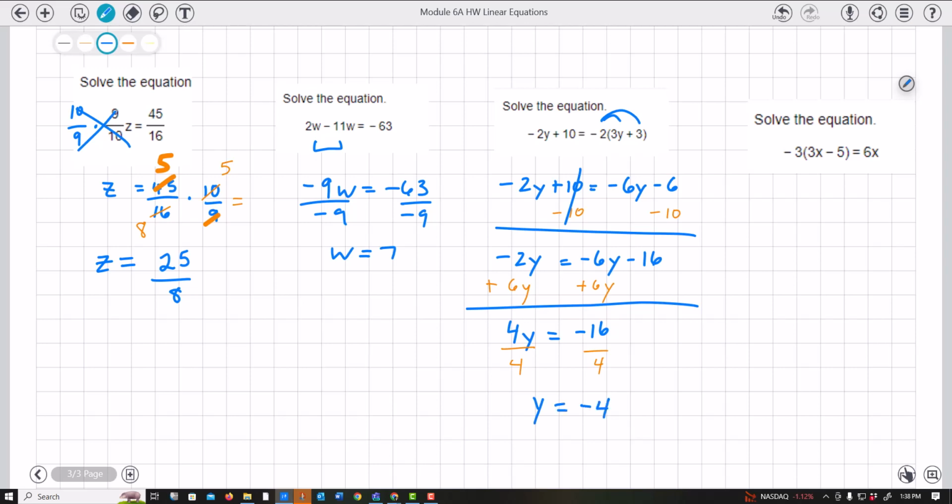All right, the next one, kind of like this last one, but distribute first. So negative 3 times 3x is negative 9x. Negative 3 times a negative 5 is a positive 15. I need to get my x's together, so I'm going to add 9x to both sides. And I get 15, well, isn't that nice, equals 15x. And so finally I divide both sides by 15, and I get my x equals 1.